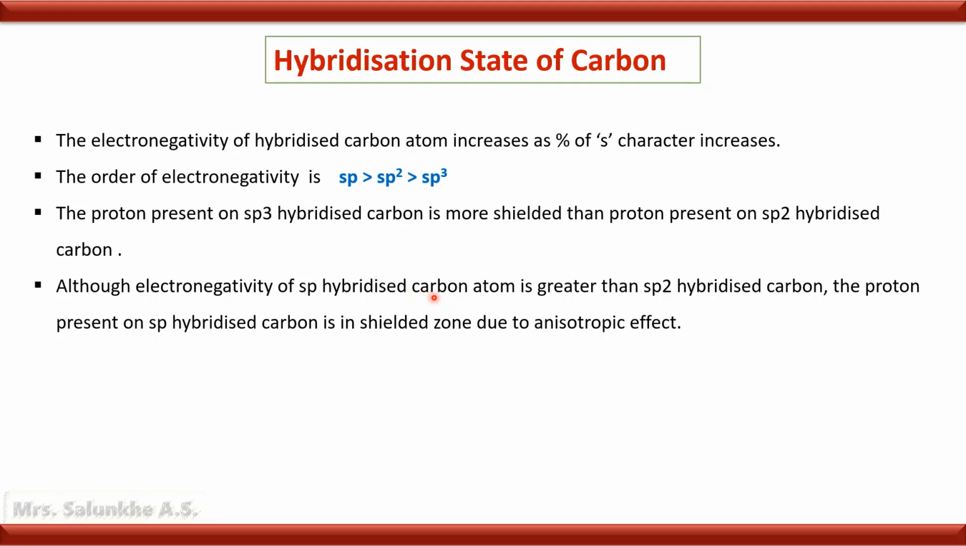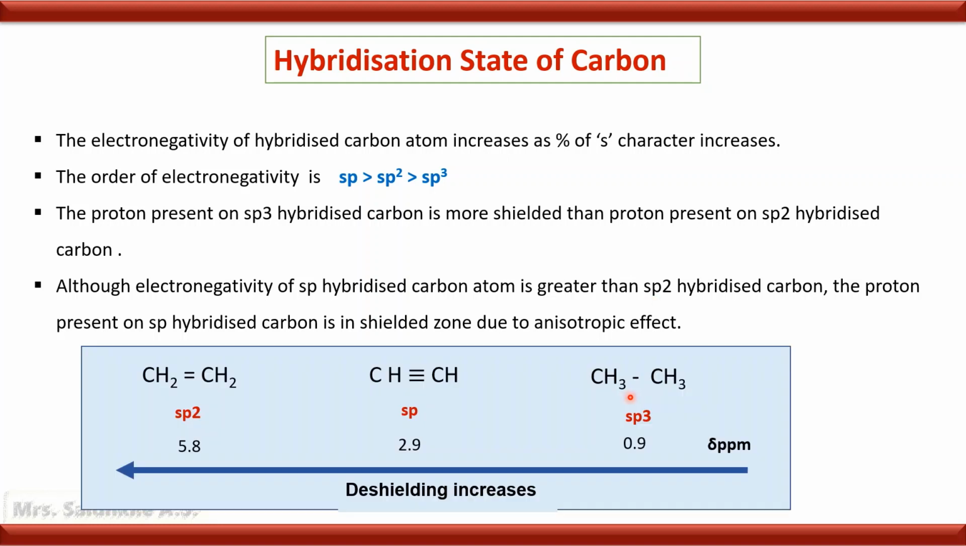When we compare the sp hybridized carbon and sp2 hybridized carbon, although sp hybridized carbon is more electronegative than sp2 hybridized carbon, the proton present on sp hybridized carbon is more shielded than the proton present on sp2 hybridized carbon. This is only due to anisotropic effect.